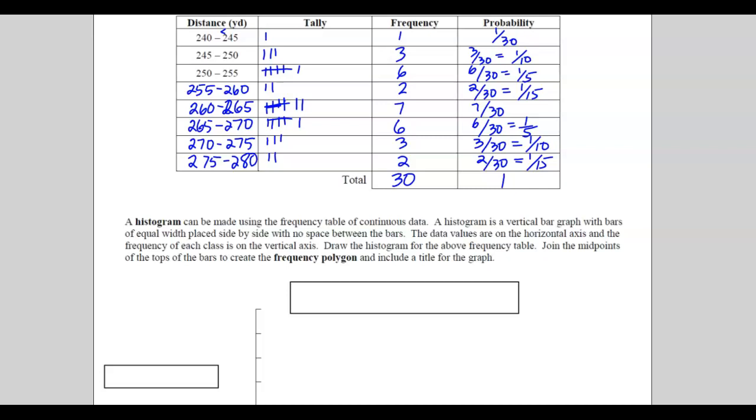All right, so a histogram can be made using the frequency table of continuous data. A histogram is a vertical bar graph with bars of equal width placed side by side with no space between them. Data values are on the horizontal axis, the frequency of each class is on the vertical. Draw the histogram. Join the midpoints of the tops of the bars to create the frequency polygon, okay?